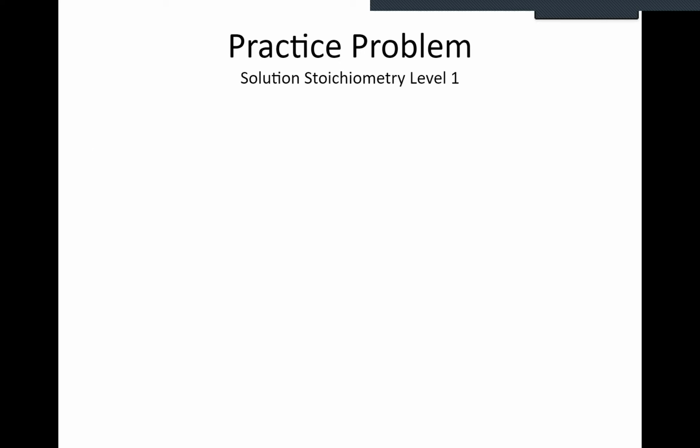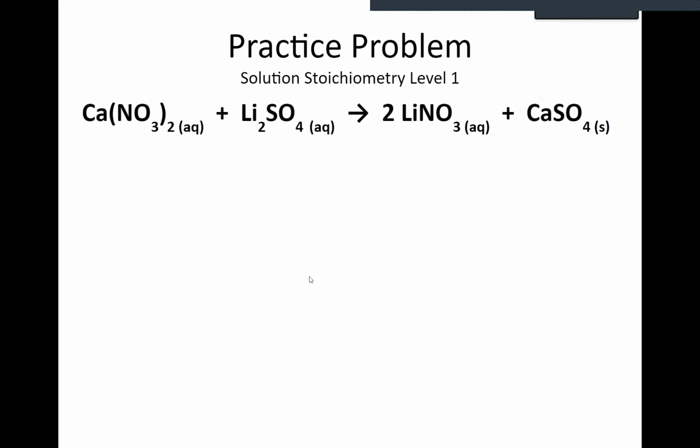Now, let's try a more complete problem. I'm going to give you a full balanced equation. Aqueous calcium nitrate is mixed with aqueous lithium sulfate to produce 2 moles of aqueous lithium nitrate and 1 mole of solid calcium sulfate. Because of that S, we know that our solid precipitate is calcium sulfate.